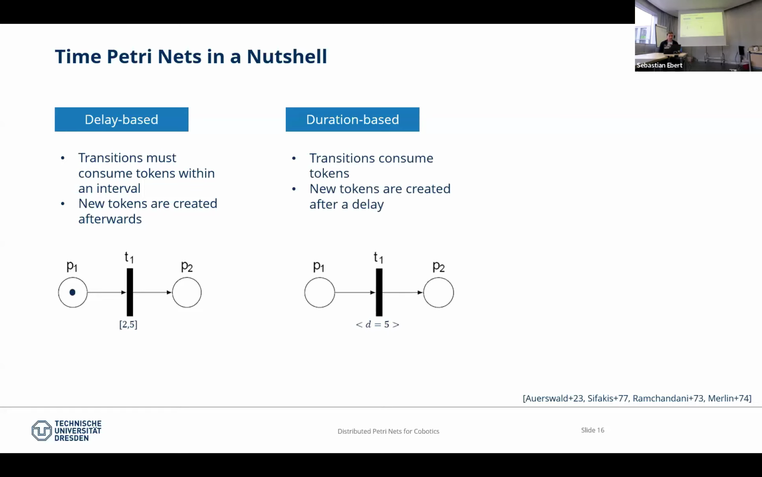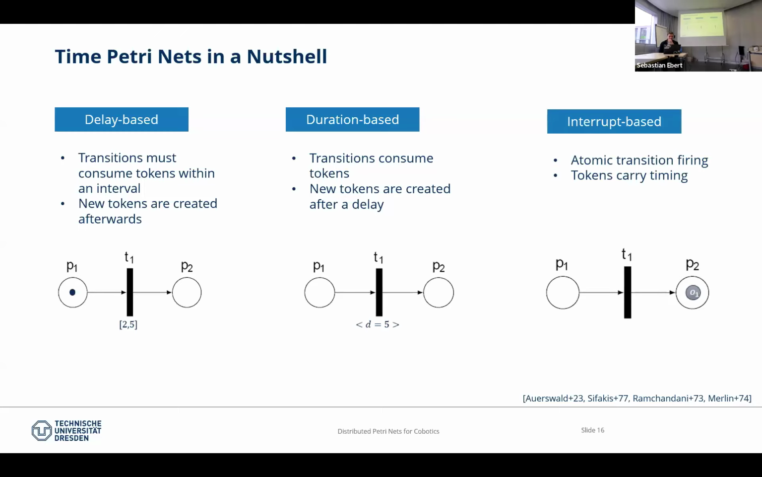Duration-based Petri nets always consume a token and keep it inside of them, in that case for 5 time units, and then produce a new output token in each output place. And the third and last school are interrupt-based Petri nets. The idea of them is that we now save the timing information within the tokens, so tokens are not equal anymore. They are identified, they have timing information, which also means that it finds some kind of autonomy.